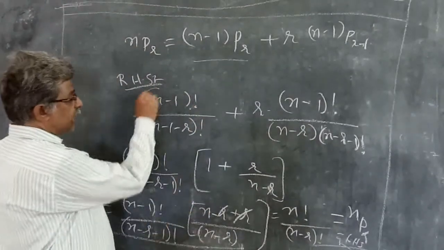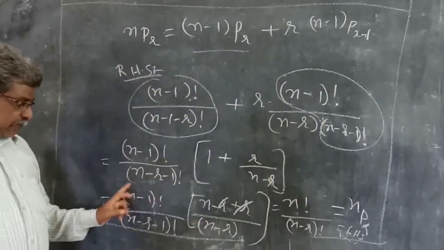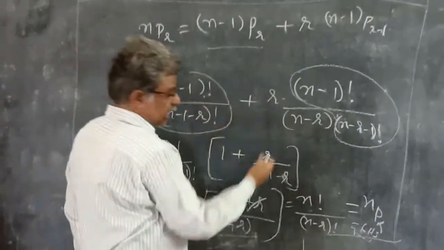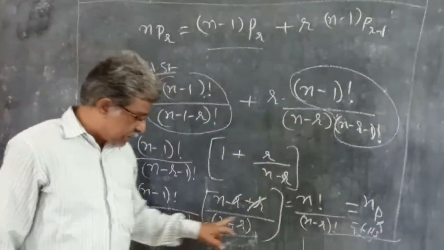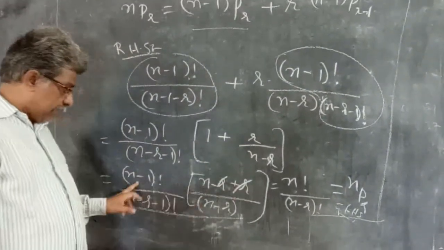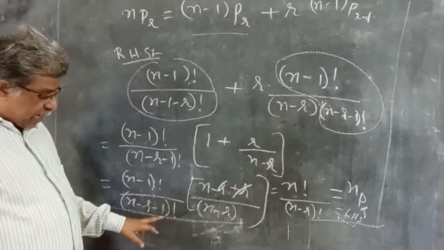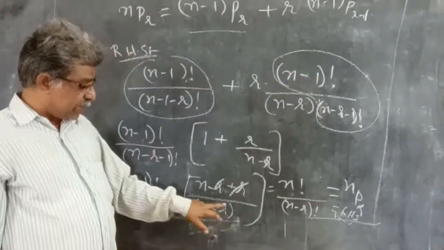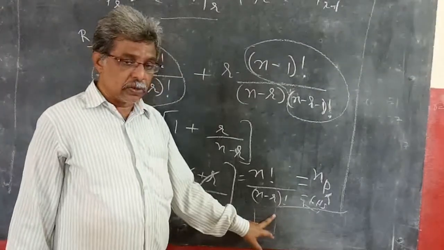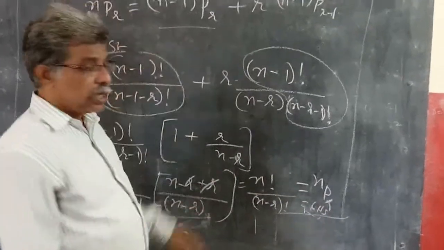So I am taking this part common from both. So (n minus 1) factorial by (n minus r minus 1) factorial common. Left out here is 1 and here is r by (n minus r). So by taking LCM, n minus r plus r, cancelled. So n into (n minus 1) factorial is nothing but n factorial by (n minus r minus 1) factorial into (n minus r), like 7 into 8 factorial. So (n minus r) into this is (n minus r) factorial. So n factorial by (n minus r) factorial is nPr only. So that is what we have to do. Hence proved.